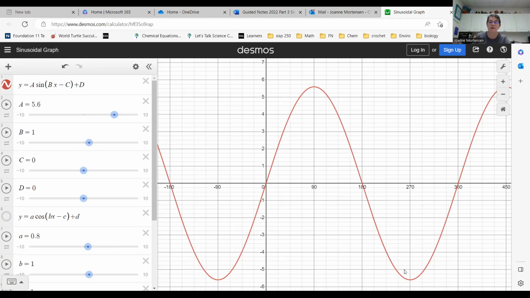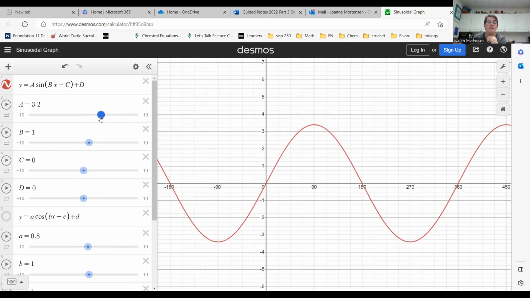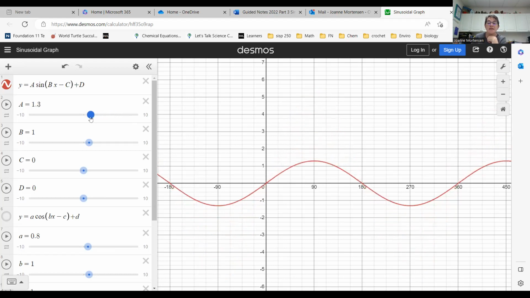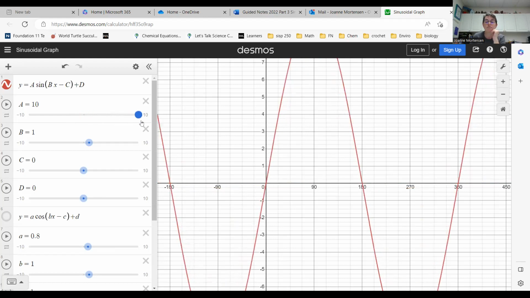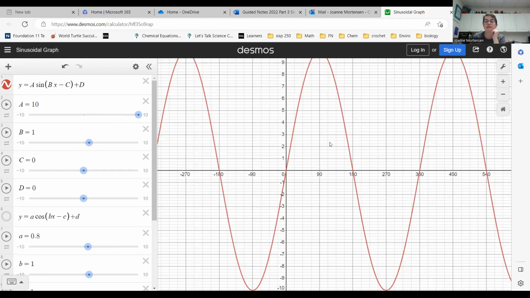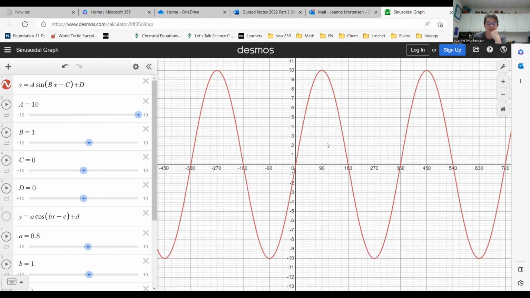Okay, so let's see. Which of the following does A change? Well, we just said amplitude changes, right? So can we make it really flat? Look at that. We can make it barely a ripple, barely a wave. Or we can make it crazy. So crazy, I got to change that. There, now we can see all the way to 10.